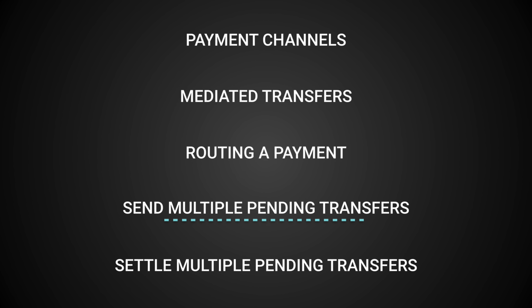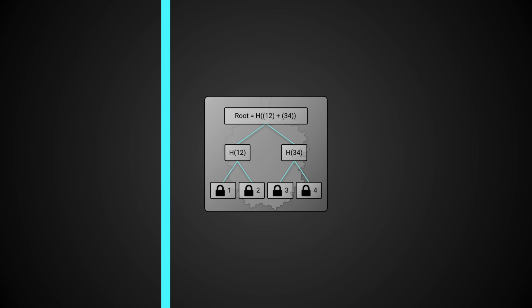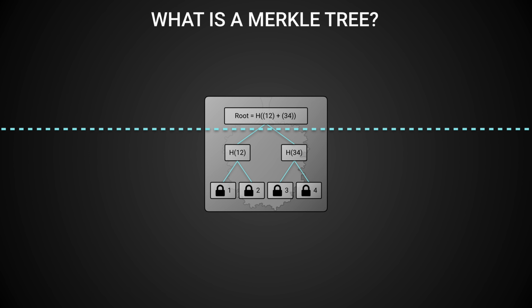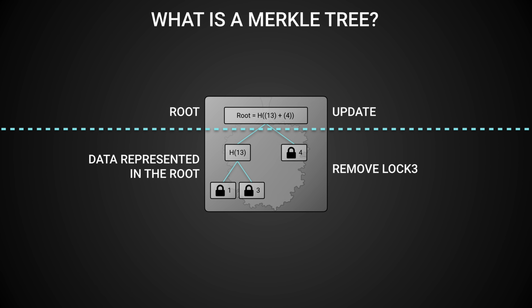To keep a record of pending transfers, nodes utilize Merkle trees. A Merkle tree is a data structure where the root of the tree is the hashed value of the data contained in the tree. This data structure allows the root to be a representation of all the data contained in the Merkle tree. For instance, if one data point is removed from the Merkle tree, the root will change.